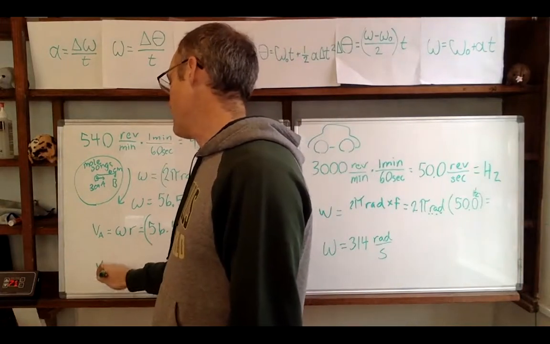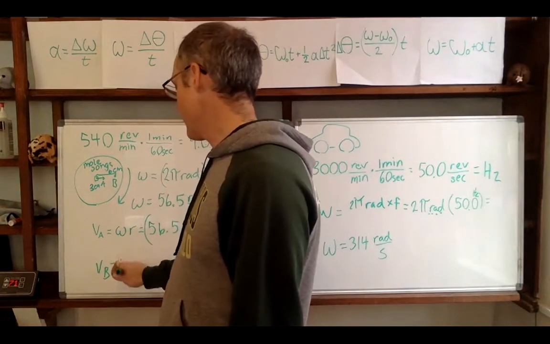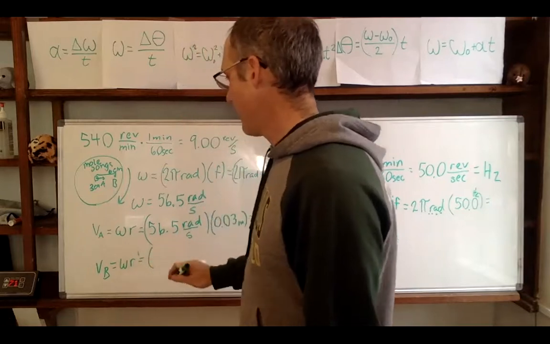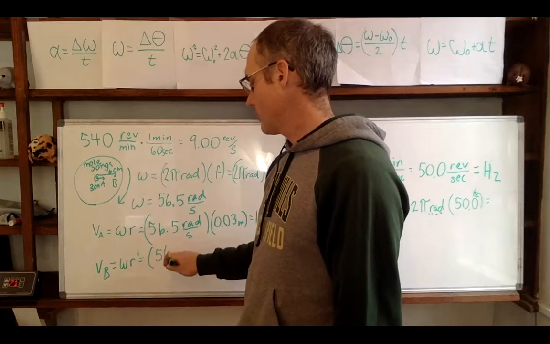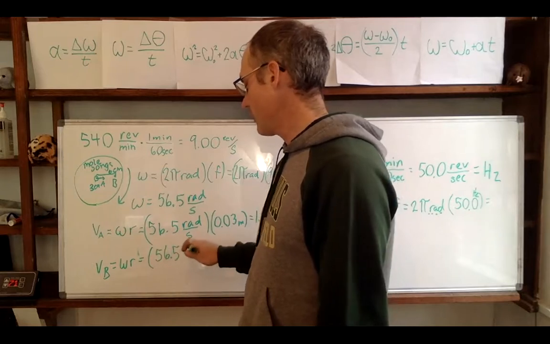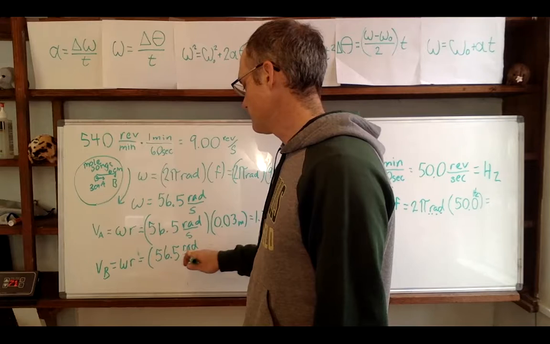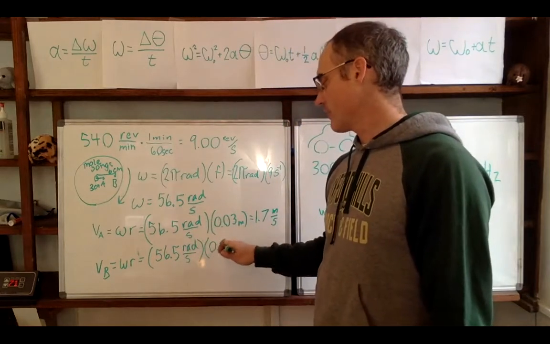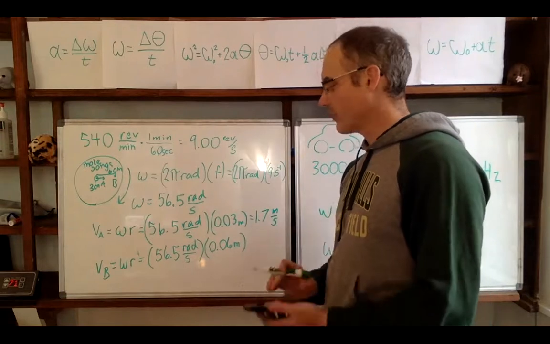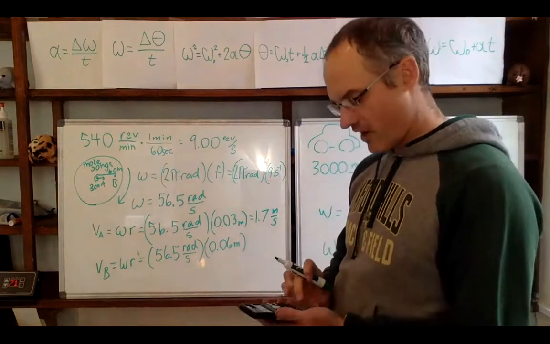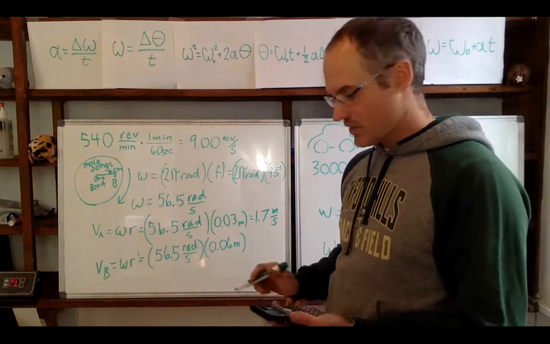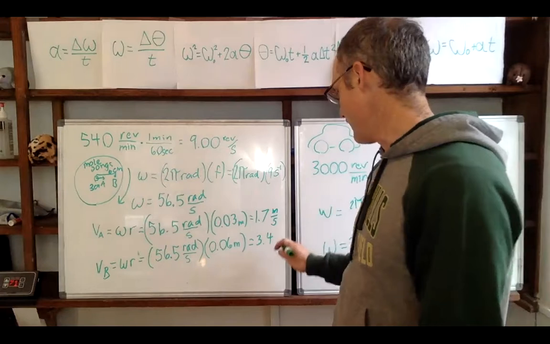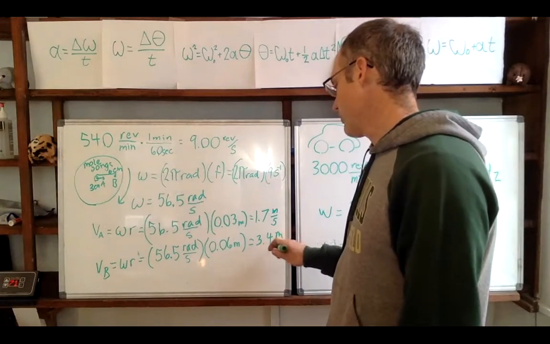Now let's look at B. B is at position 6 centimeters. But they still have the same angular velocity. It's just one of them is a little further out. So it's 0.06 instead of 0.03. But it's still 56.5 times 0.06. So we're looking at 3.4. Oh, it's double. All right, so 3.4 meters per second.